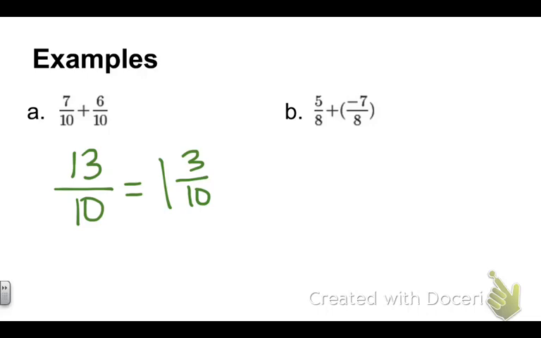The second one, it's the same thing, this time just with the integers. I've got 5 parts out of 8 plus negative 7 parts out of 8. So how many do I have altogether? Well, add the top row. 5 plus negative 7, all right, is basically 5 minus 7. It's going to give you that negative 2 out of 8 parts. And if we simplify that, then it's negative 1/4.